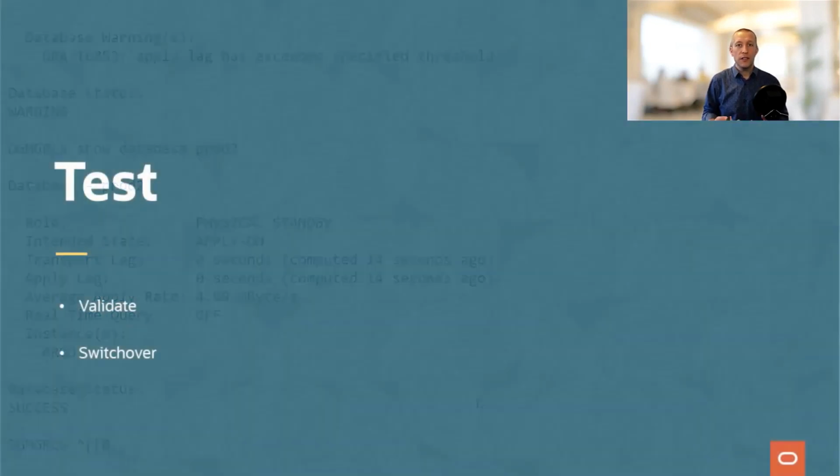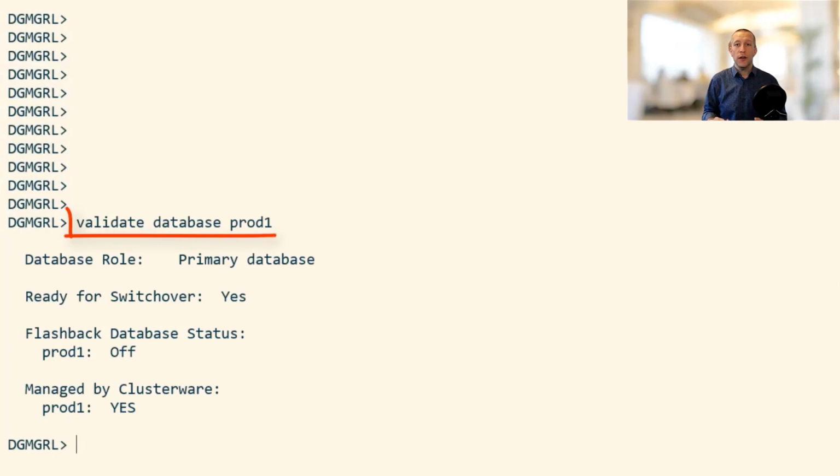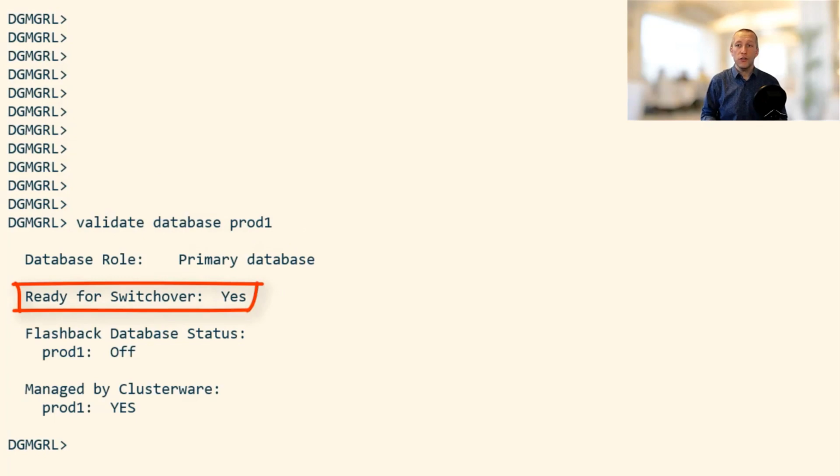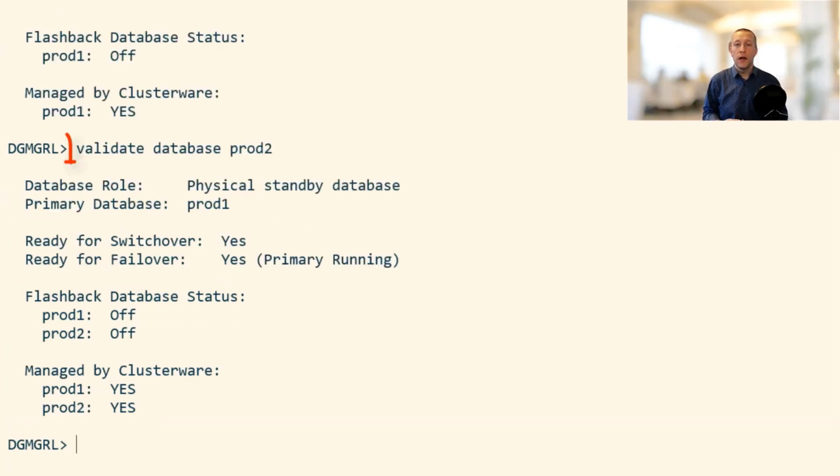But let's just test it. I'm using the validate command to ensure that everything looks good. When I use it on the primary database, it reports ready for switchover. Then I check the standby database. It too reports ready for switchover. So let's try a switchover and see that it works.